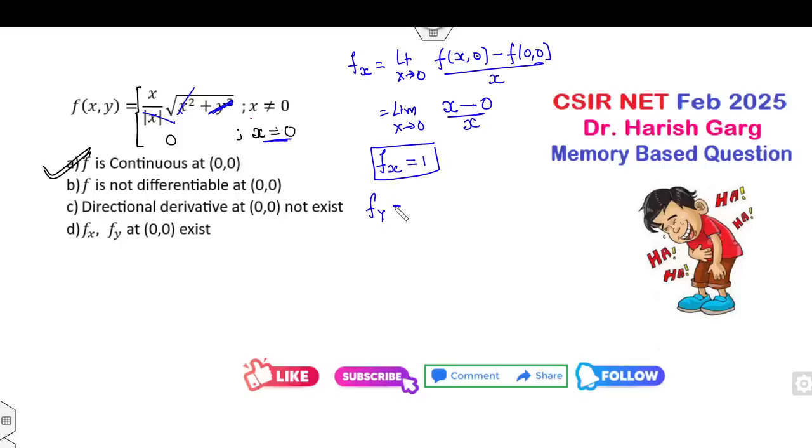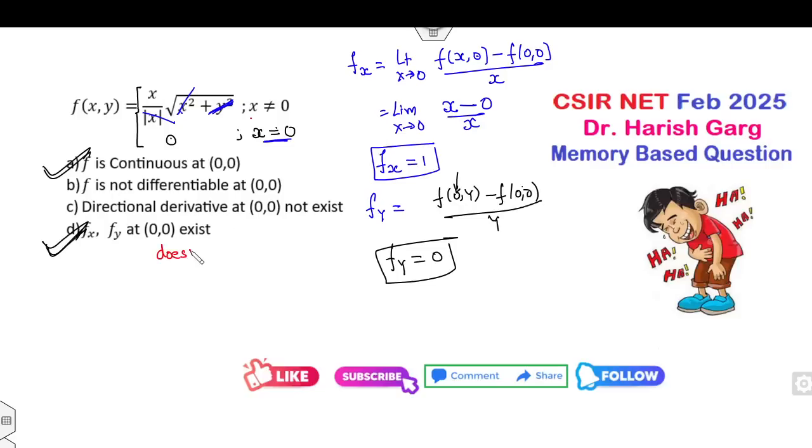Can you find the partial derivative with respect to y? It is f(0,y) minus f(0,0). So you clearly see that when x is 0, the answer is 0. So fy will be 0. Now you can see both partial derivatives exist. I am telling you again, children, this is only a memory-based question. If it is given that the partial derivative fx does not exist, then this option will be cancelled.